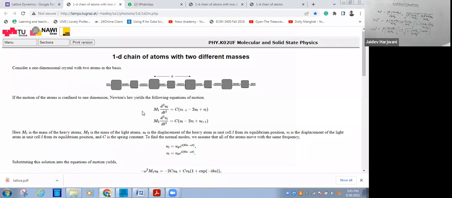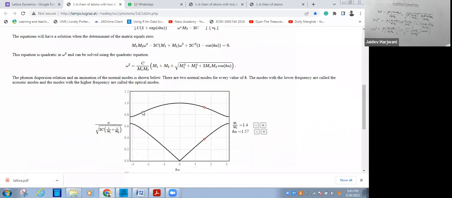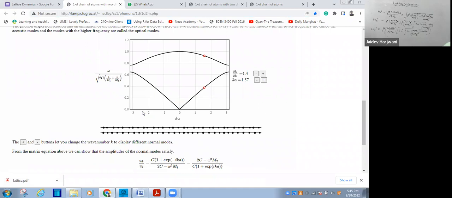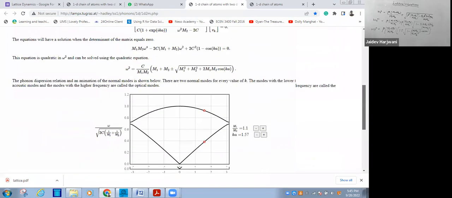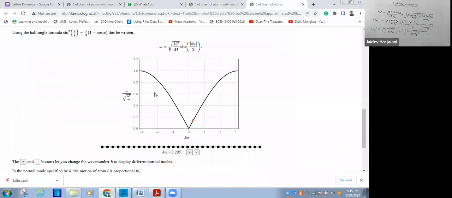So just see these vibrations. Can you see this one? This is actually 2D. Before I share 2D, let me share this 1D. This is the 1D dispersion relation we have already discussed. Now you can see how these atoms are vibrating.